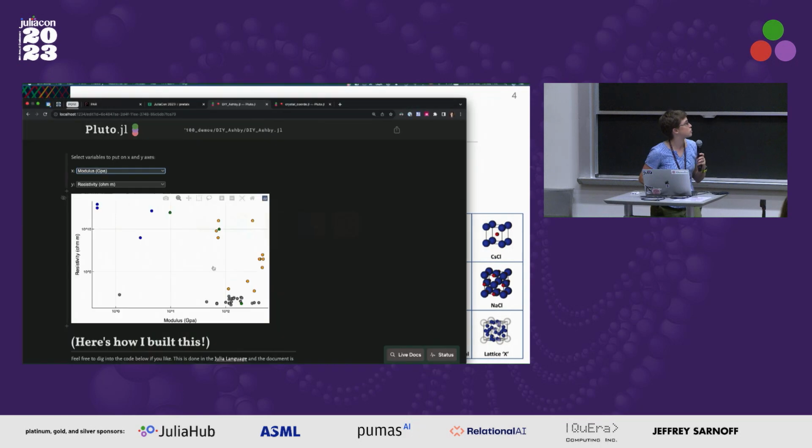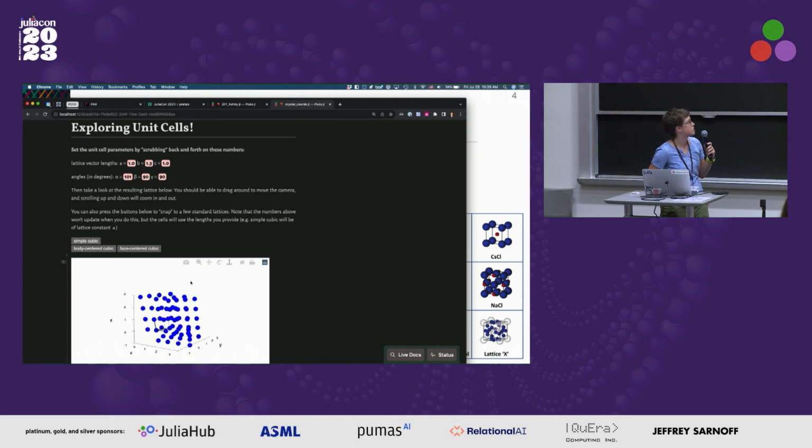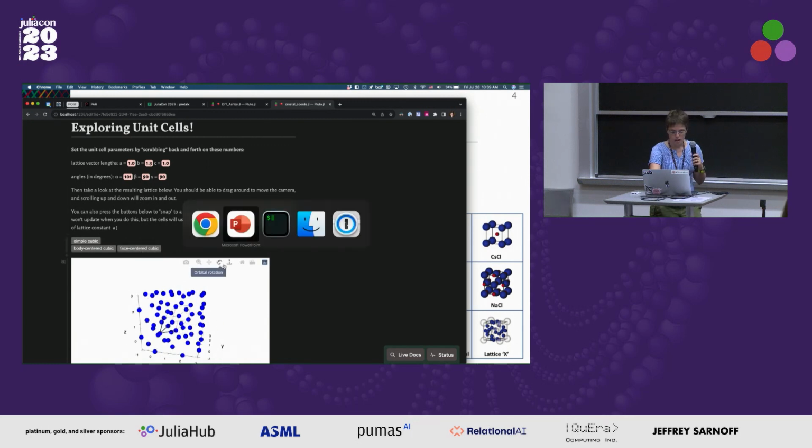So the other notebook I'll show very briefly is meant to help them visualize crystal lattices as a function of the parameters of the unit cells. We can change the lengths of the lattice vectors, we can change the angles with the nice little Pluto draggy bits, and they can drag around and see what this thing looks like. It shows the primitive cell, and I made some buttons so that they could snap to common standard crystal structures. All the stuff is on GitHub.